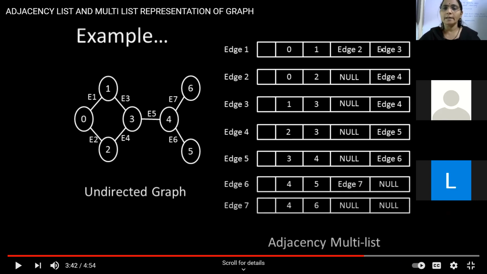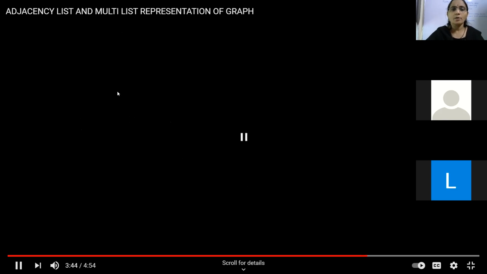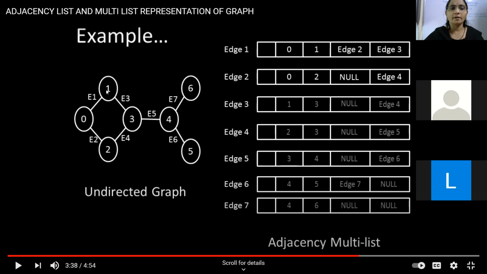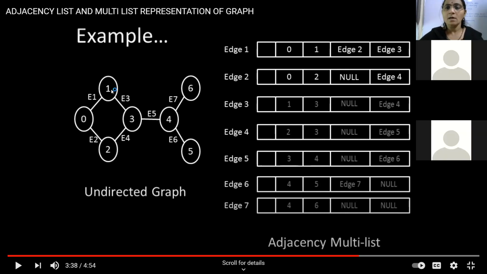So it is H2. Okay, so this is the H2. Now you check for the E1. Now you check for the 1 vertex. For the 1 vertex, which edge is incident on it? E3. And that's why here E3 is present. Similarly, you check for all the edges.